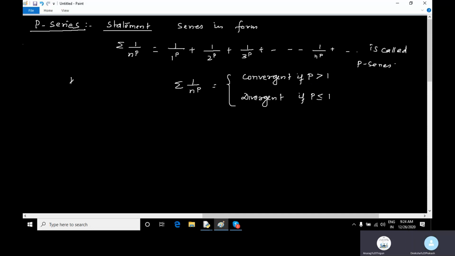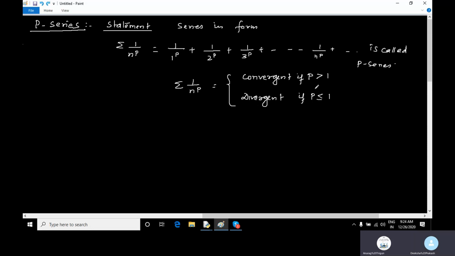Now see here, 1 by n to the power of 2 is there. So I can say 2 is greater than 1, so this is converging. But if you are given 1 by n to the power of x, x you don't know, right? That type of question can come here. So that time you have to take the conditions, case 1, case 2, what will happen. Mainly you have to do the proof for this one.